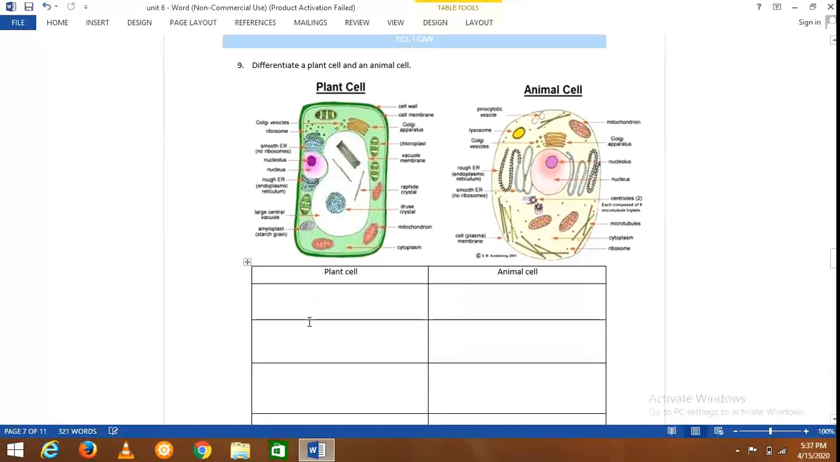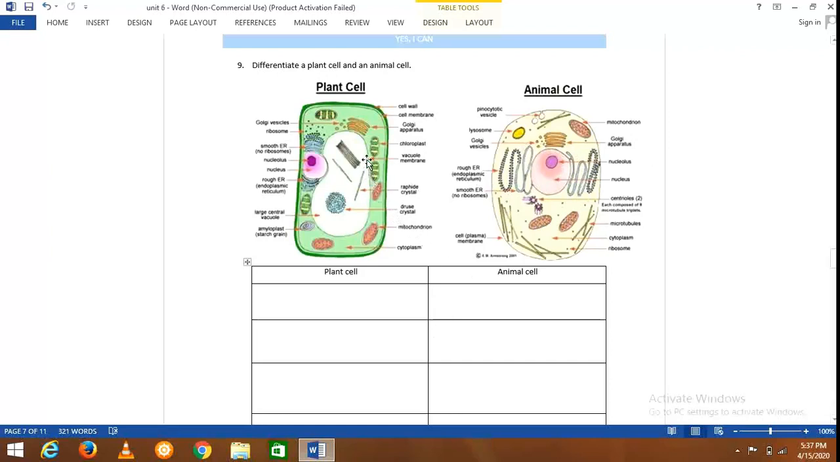And here you have to differentiate plant cell and animal cell. So the first thing, here you can see in a plant cell there is the cell wall, but it is absent in an animal cell. Then in the plant cell you can see large area is occupied by the central vacuole. There is a large central vacuole in a plant cell, but in animal cells a large central vacuole is absent. Sometimes there may be small vacuoles in an animal cell.